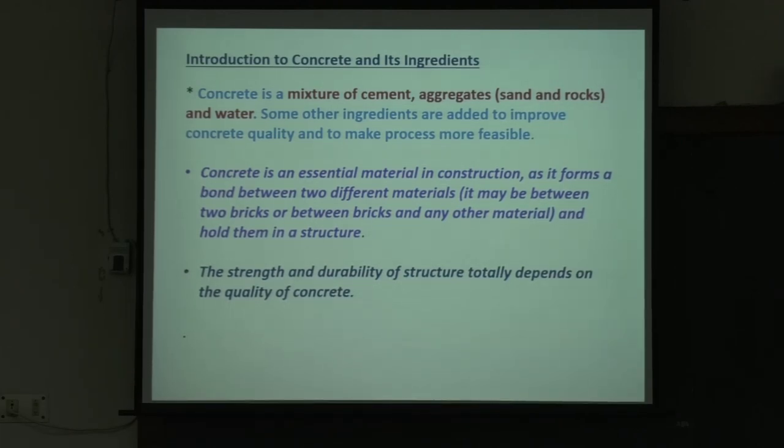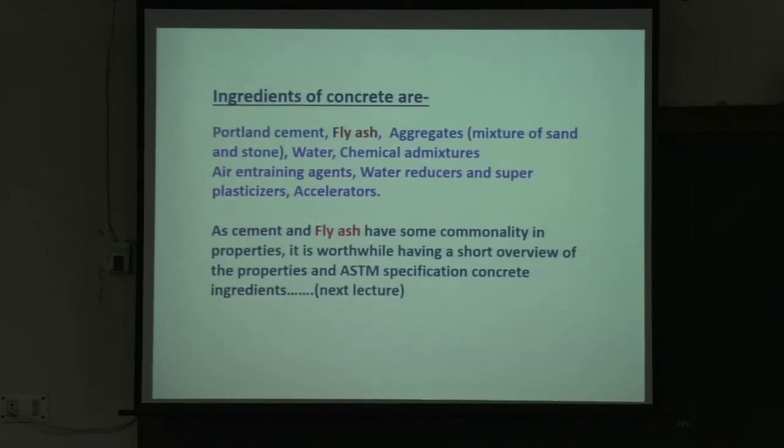In the next lectures we'll go on to an introduction to concrete and its ingredients, and then how fly ash can be used in it. So at least one page is given as an introduction. Concrete is a mixture of cement, aggregates, sand and rocks, and water. Some other ingredients are added to improve concrete quality and to make the process more feasible. Concrete is an essential material in construction, because it forms a bond between two different materials, maybe between two bricks or between bricks and any other material, and holds them in a structure. And the strength and durability of a structure totally depends on the quality of the concrete. So if you can improve the concrete with fly ash, that's very good.